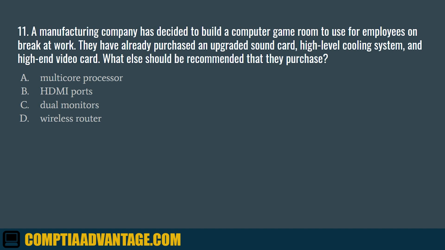Question 11. A manufacturing company has decided to build a computer game room to use for employees on break at work. They have already purchased an upgraded sound card, high-level cooling system, and high-end video card. What else should be recommended that they purchase? A. Multi-core processor. B. HDMI ports. C. Dual monitors. D. Wireless router.